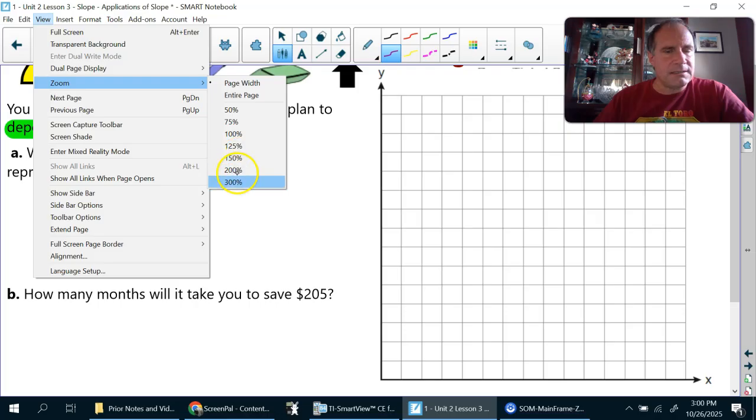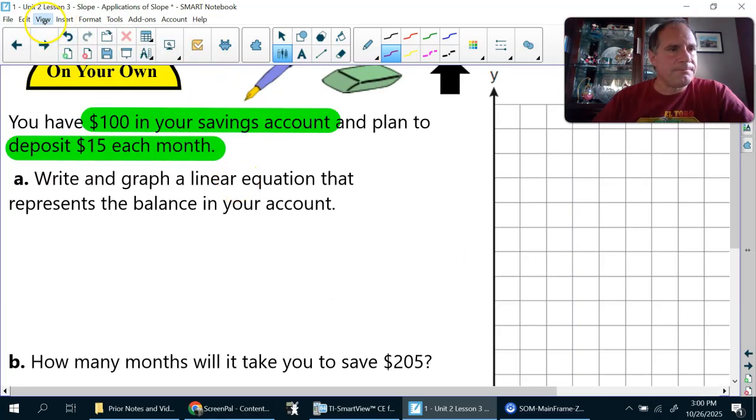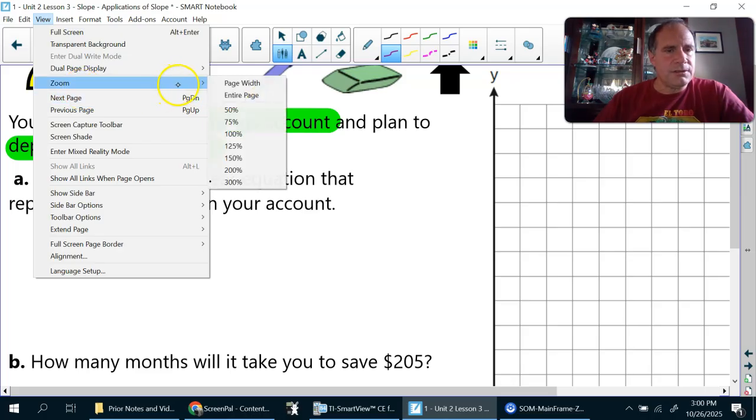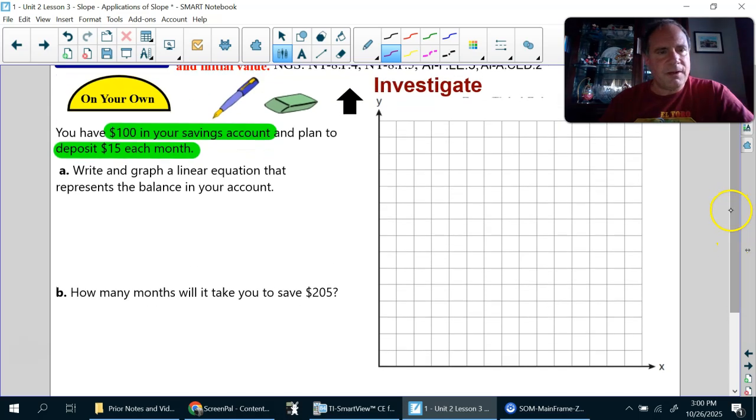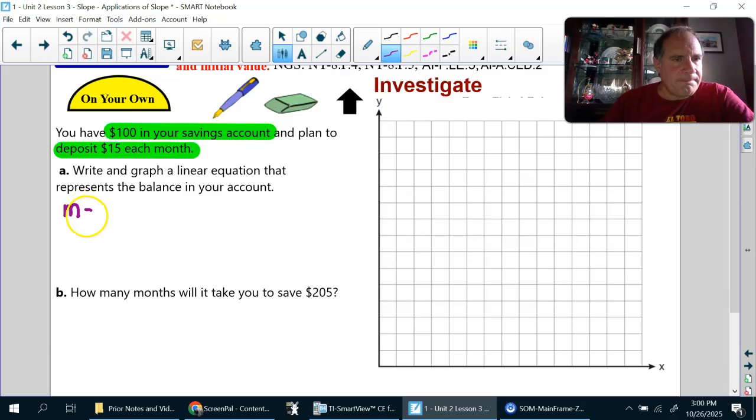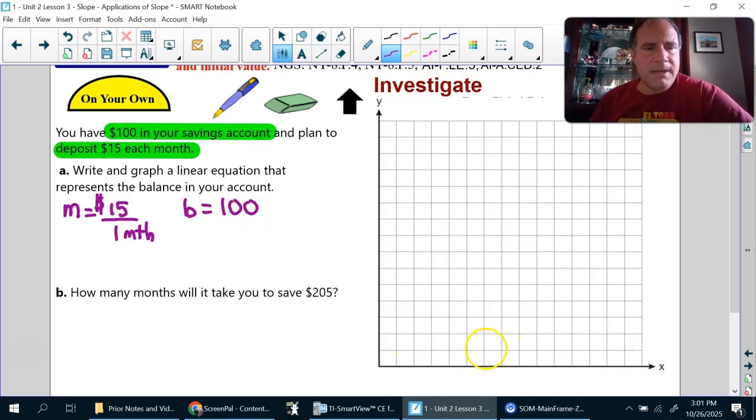All right, so write and graph a linear equation that represents the balance in your account. So the m is 15 over 1, and that's $15 per month. The b is 100. So what we're talking about here is on the x-axis, we're talking about months.